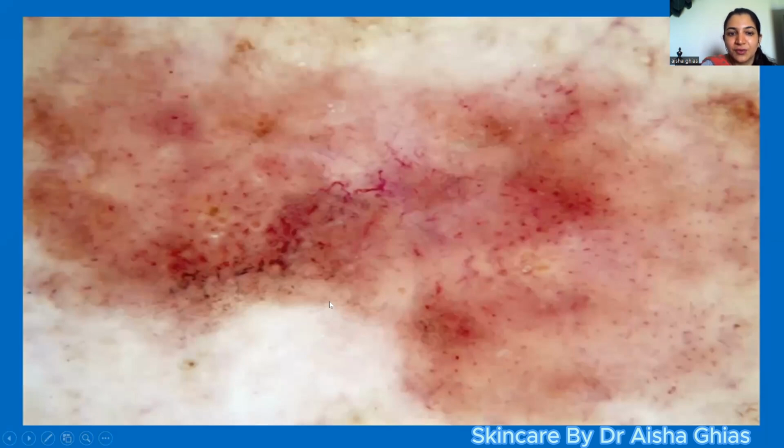For example, over here, you see dots. Larger dots are because of the glomerular vessels. Then you see these comma or hooped vessels. You also see the linear vessels. You see the branching vessels. And you see the clumping of the vessels. The glomerular again. So there are so many types of vessels over here in the same single lesion. So this is diagnostic of malignancy. This is a case of amelanotic melanoma showing vessels.